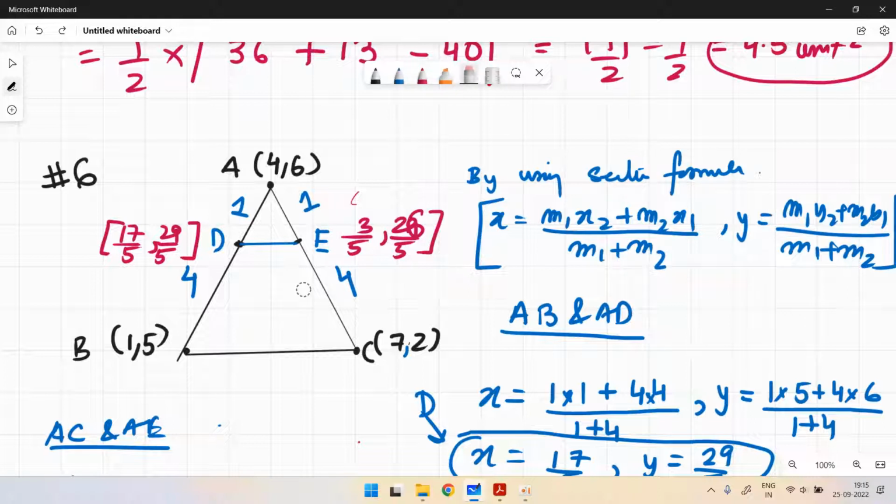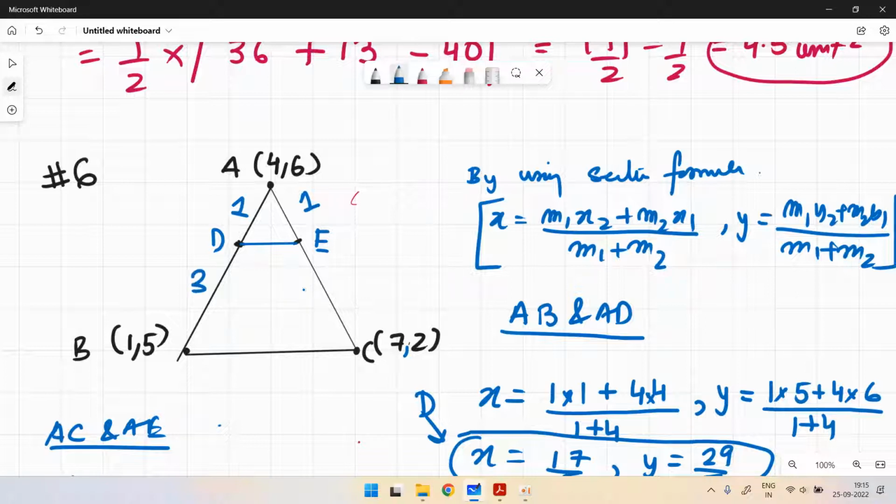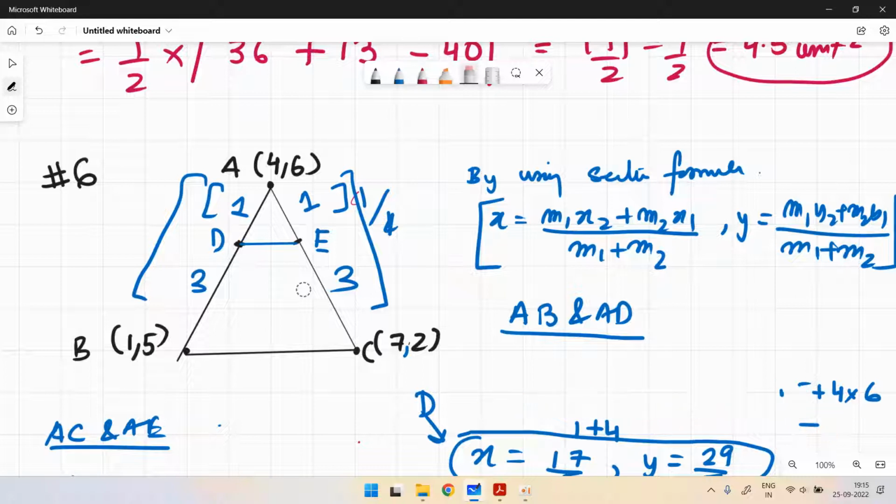So I'm erasing this. This is not 1:4. Its total is 1:4. So this is 1:3, and this is 1:3, because the total will be 1 by 4 only. This is 1 by 1 by 4, and so this is 1 by 1 by 3.